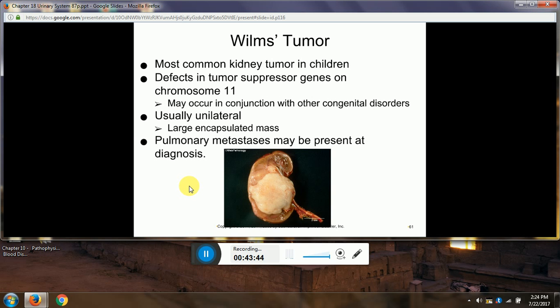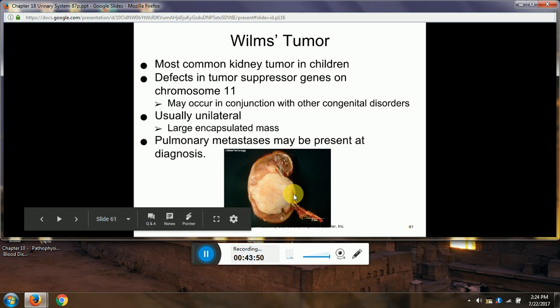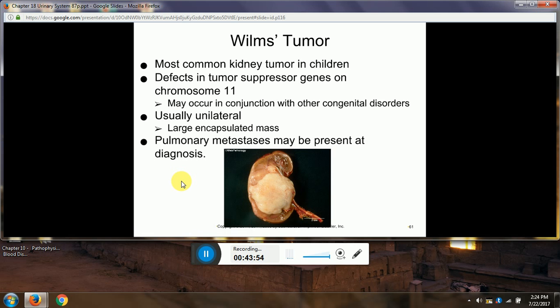Wilms tumor is a tumor in the kidneys of kids, and you can see the tumor right here. It's due to a defect in the tumor suppressor gene on chromosome number 11. Sometimes there are other congenital abnormalities going on besides the Wilms tumor. It's usually a unilateral mass, and it usually manifests as a swelling towards the flank, and sometimes if it's large enough, it could be felt and leads to a little bit of dullness in the abdomen. Unfortunately, because the abdomen is a pretty big cavity, it doesn't manifest itself until later. Sometimes even by the time of diagnosis, there is metastasis to the lungs, and it's a pretty fatal condition.